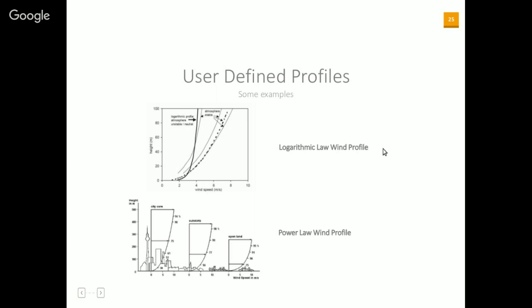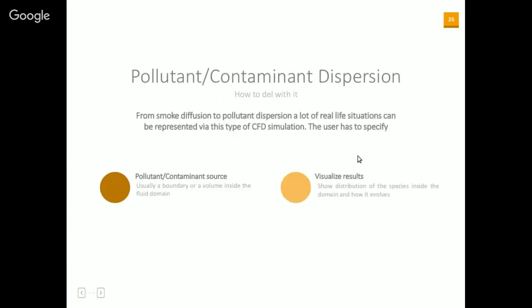They will be available very soon. And then pollutant and contaminant dispersion in your domain field, and basically this can be used to simulate, let's say, smoke diffusion as well as pollutant dispersion in a lot of real-life applications as well.